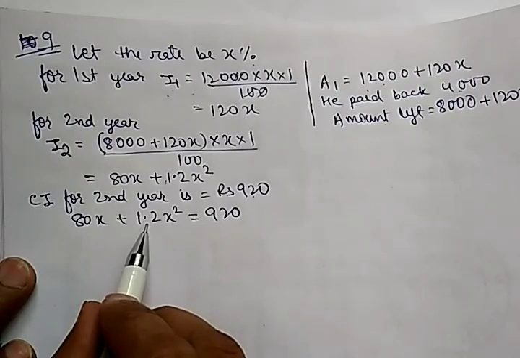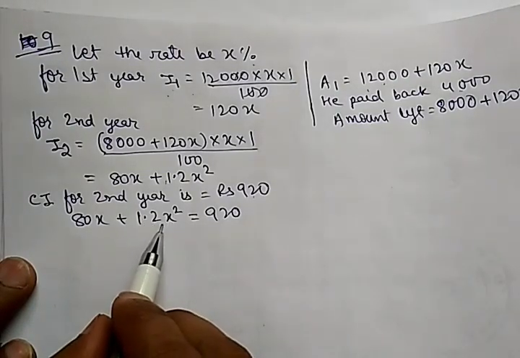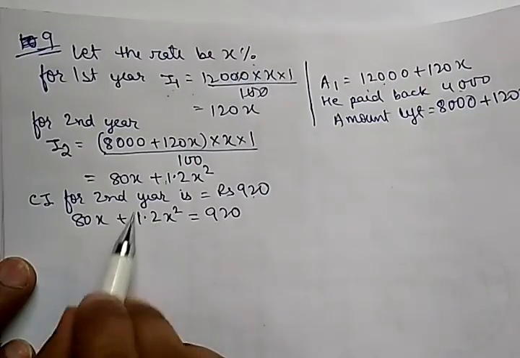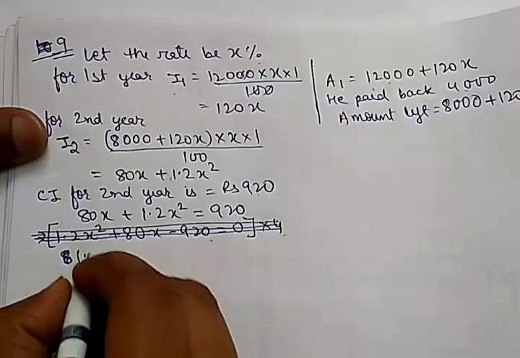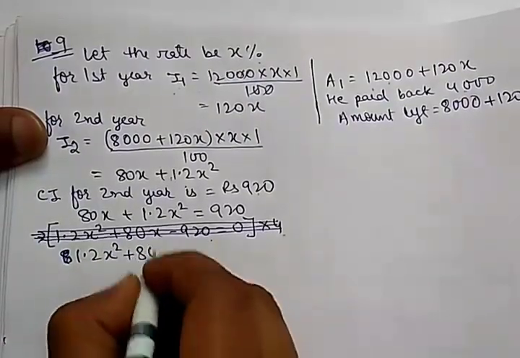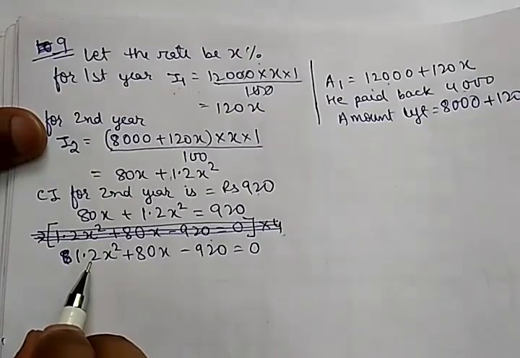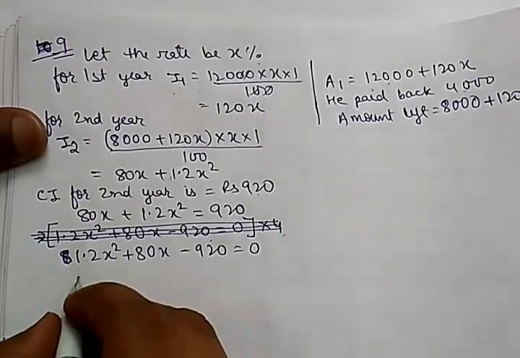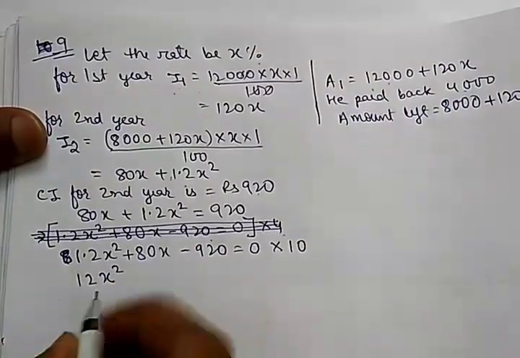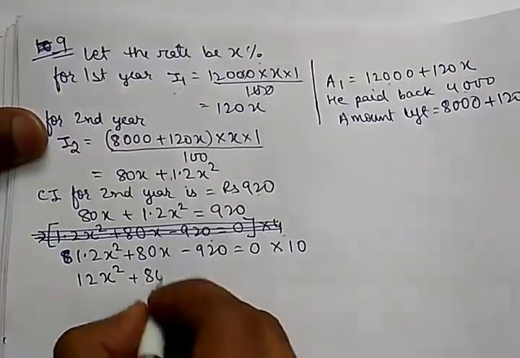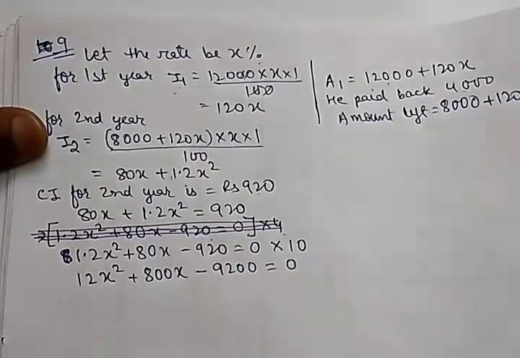To remove the decimal point, we can multiply by 10, or by a certain number so that it becomes a whole number. So we have 1.2x square plus 80x minus 920 equal to 0. To remove this point, we will multiply by 10. After multiplying by 10, we get 12x square plus 800x minus 9200 equal to 0.